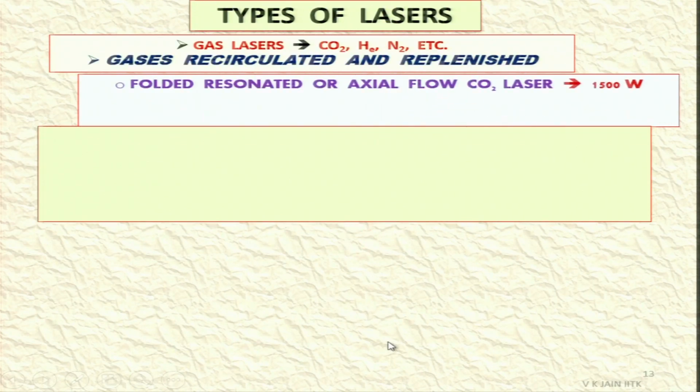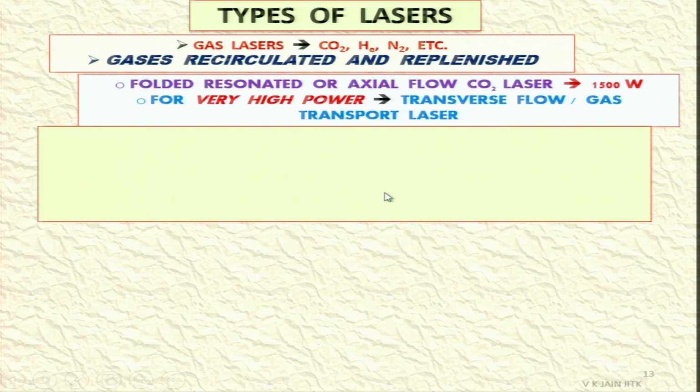Gases are recirculated and replenished. Folded, resonated or axial flow CO2 laser. This can give you as much as 1500 watts, that is 1.5 kilowatt, for very high power. Transverse flow gas transport laser. This is not very high, but you can make changes or modifications in the system by having transverse flow, and you can get still higher power.